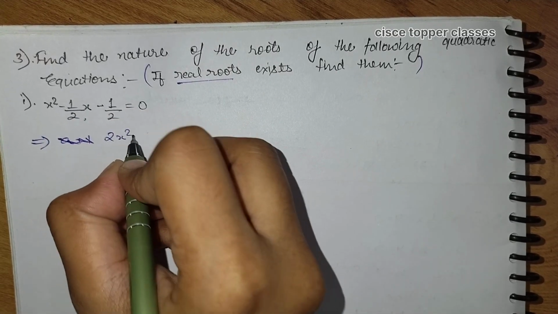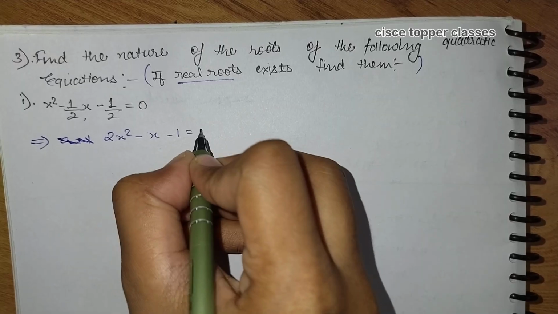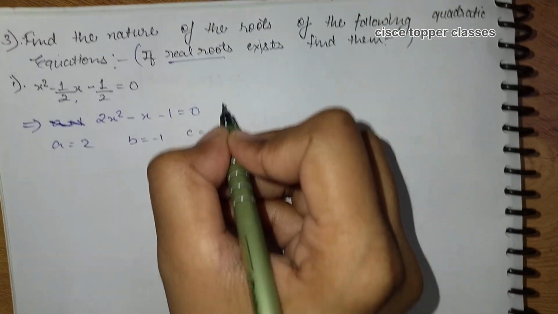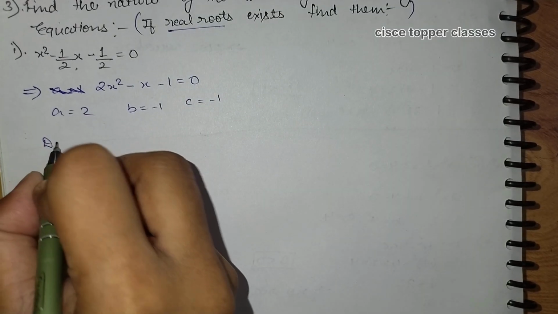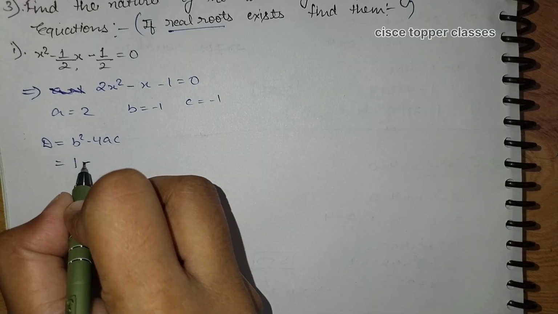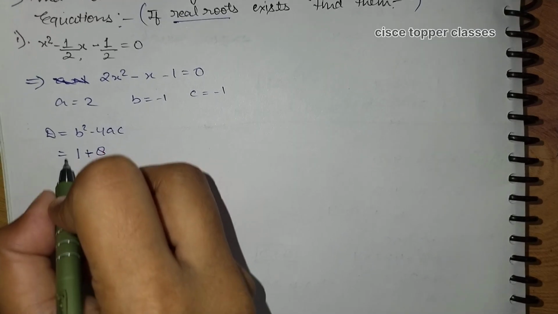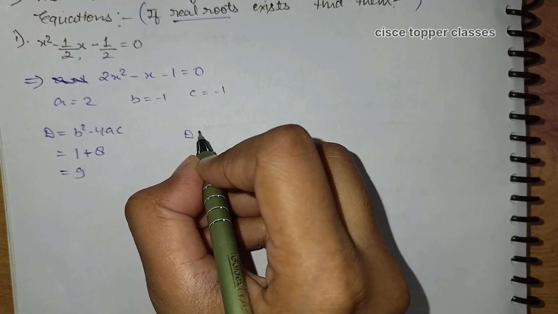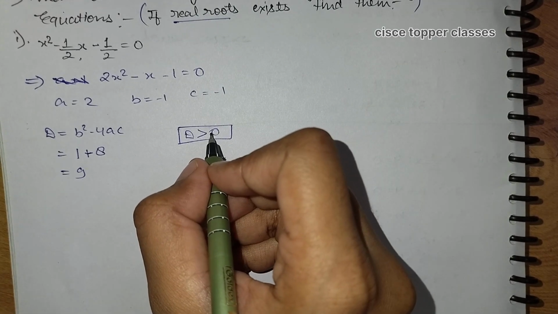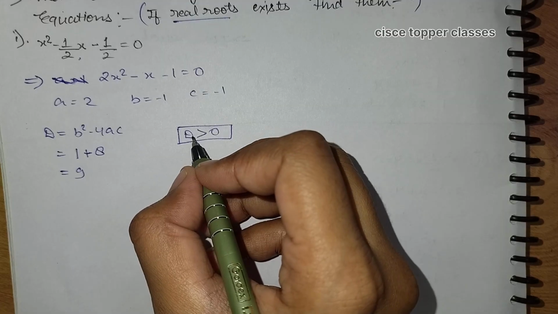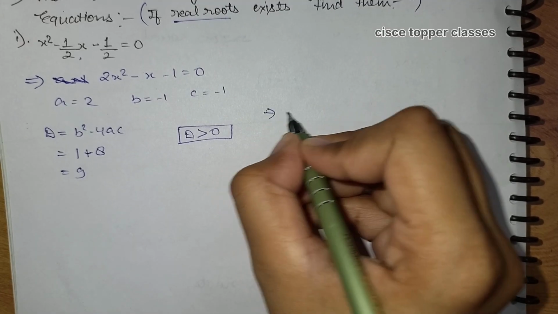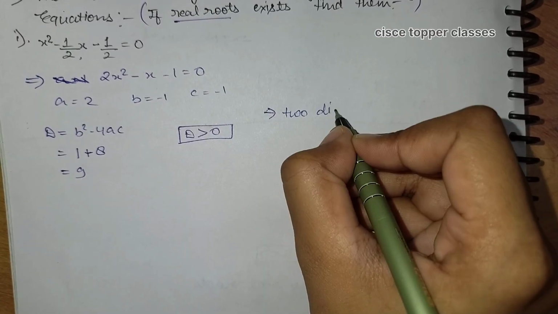It will become 2x² − x − 1 = 0, where a is 2, b is −1, c is also −1. If we find the value of the discriminant b² − 4ac, it will become 1 + 8. This will become 9, where the discriminant is greater than 0. If the discriminant is greater than 0, we can say that it has real roots. Means the equation has two distinct real roots here.